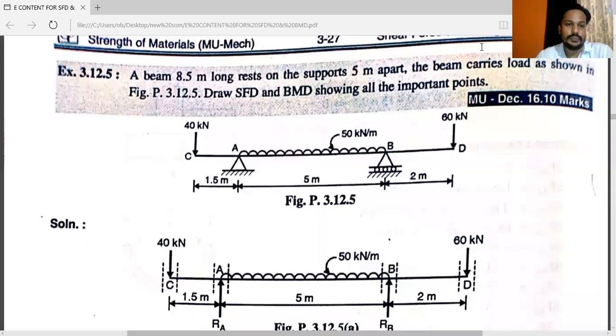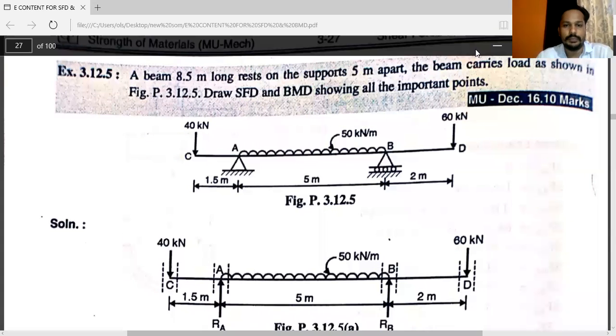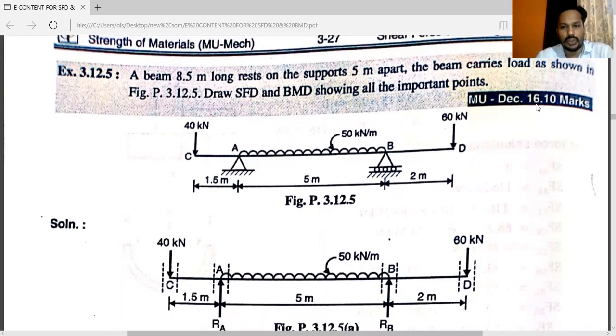Hello friends, in this video I am going to explain the problem on SFD and BMD. In the previous video also, we have seen one problem on SFD and BMD. This problem is from December 2016, Mumbai University, for 10 marks.